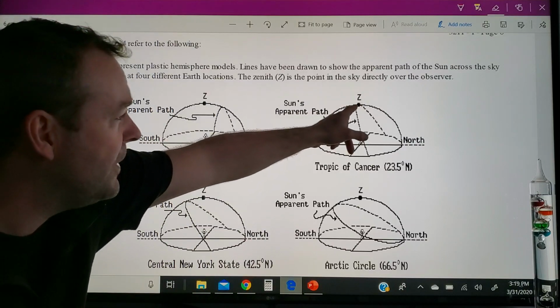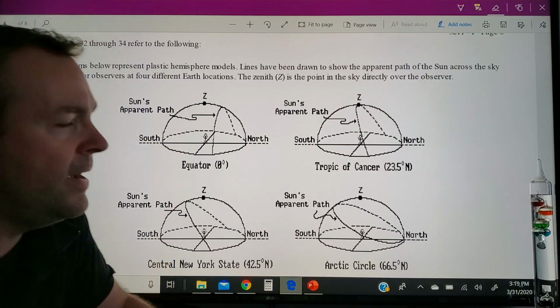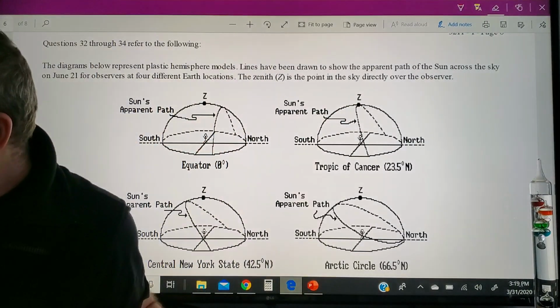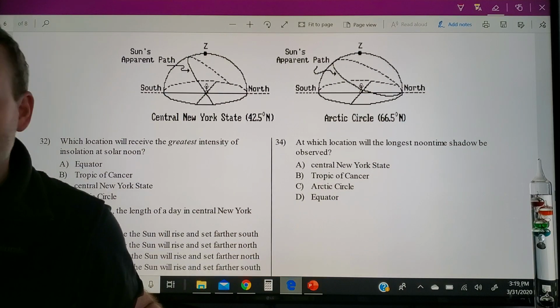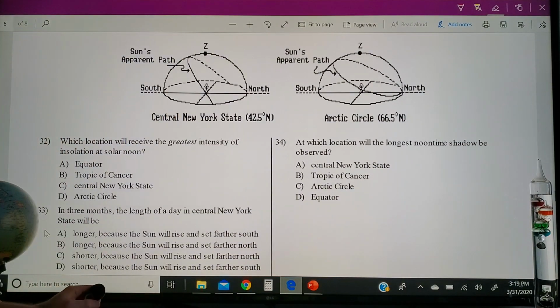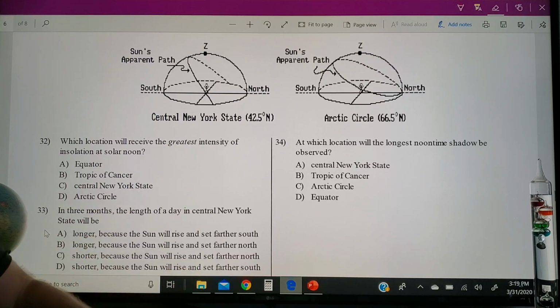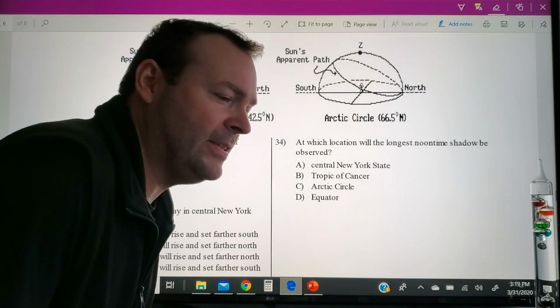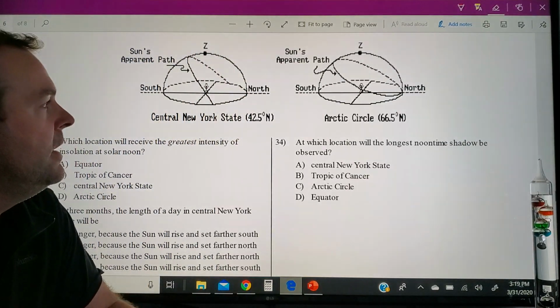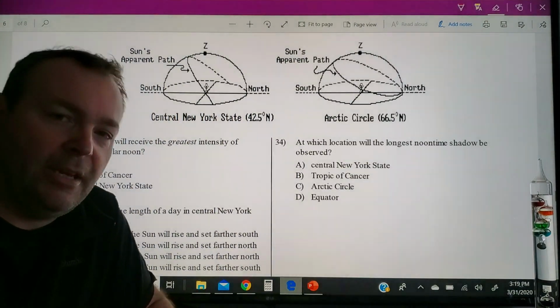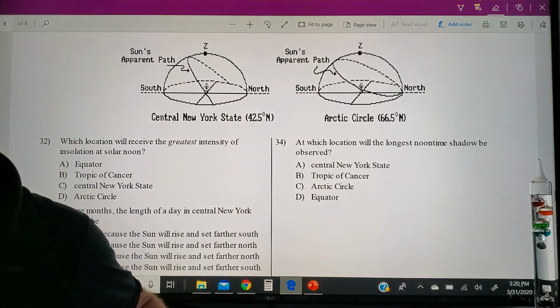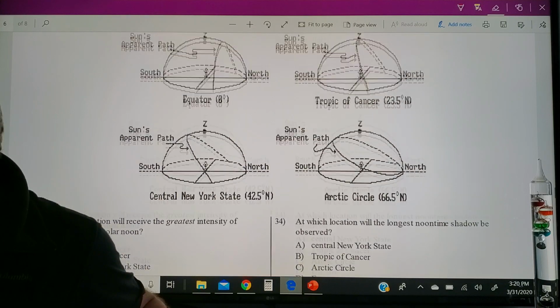Z is the zenith, right? That's the highest point in the sky. So let's see what it wants you to do. First one says, which location will receive the greatest intensity of insolation? Well, intensity is like strength of sunlight, and that's going to be directly related to the highest sun, right? The higher the sun is, the more intense the energy is going to be.